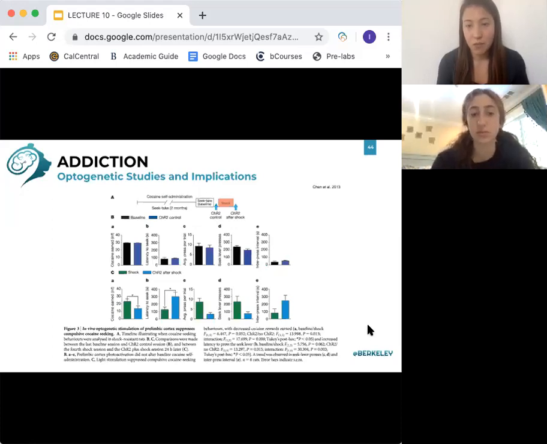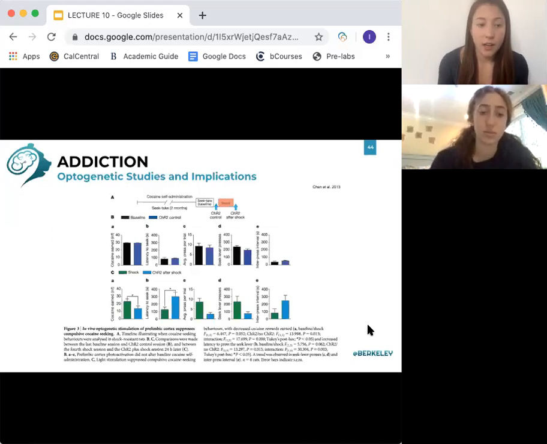So they basically trained rats to administer themselves cocaine, and of course, some of them began to display cocaine seeking activity. And so when they stimulated prefrontal cortex neurons, it appeared to decrease the cocaine seeking activity in these rats. And this study could be used in models for treating addiction in humans with TMS or tDCS, or just one of the methods we mentioned before.